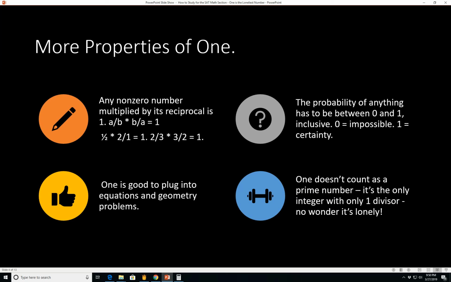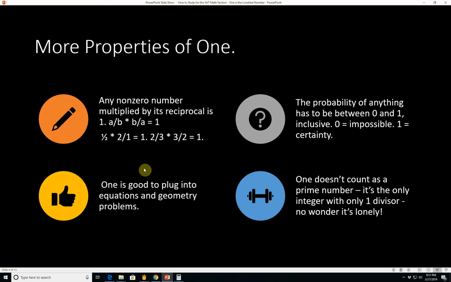More properties of 1. Again, any non-zero number multiplied by its reciprocal is 1: a over b times b over a is equal to 1. So 1/2 times 2, 2 over 1, which is just 2, is equal to 1. 2/3 times 3/2 equals 1. That's good for solving algebraic equations. The probability of anything has to be between 0 and 1, sometimes expressed as 0% and 100% inclusive. If the probability of something is 0, that means it's impossible, and if the probability is 1, that means it's a certainty. There's no way it cannot happen. It has to happen.